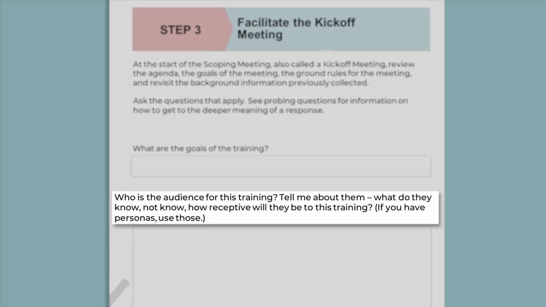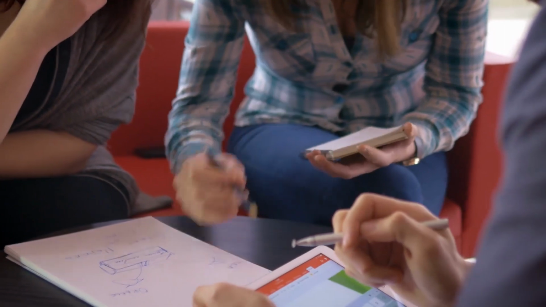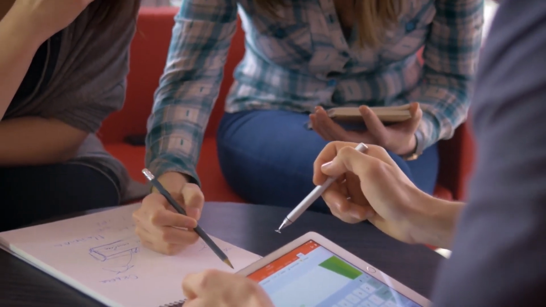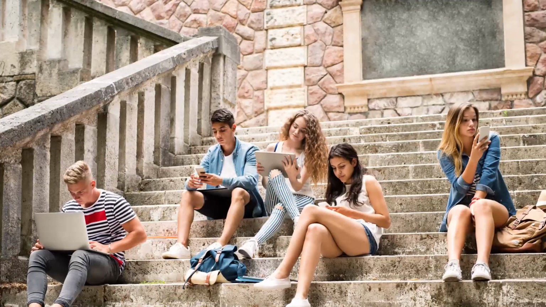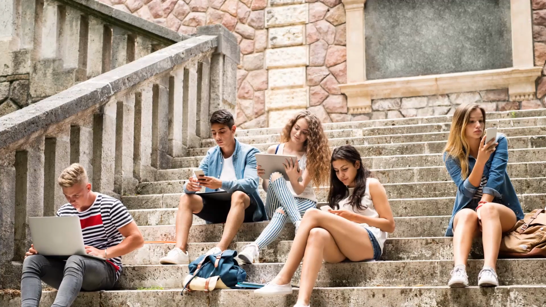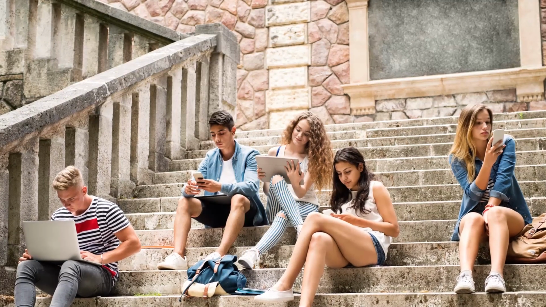Who is the audience? Tell me about them. What do they know? How receptive to the training will they be? It's important to know experience level with the content. For example, you wouldn't want to train a bunch of millennials how to download an app. You might just train them on how the app could be used.